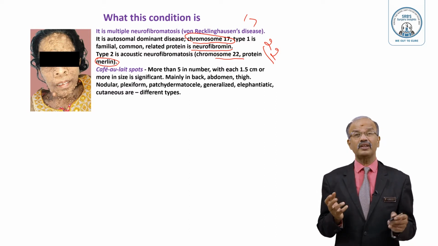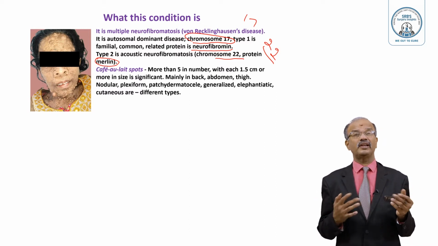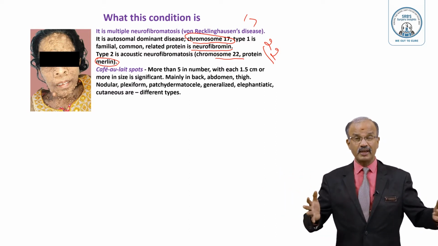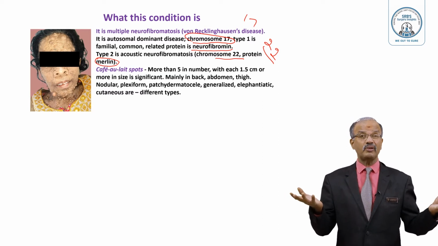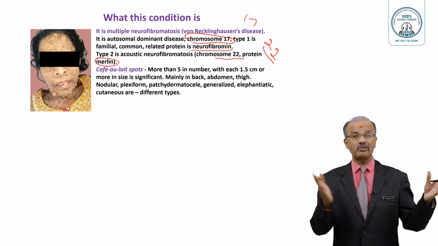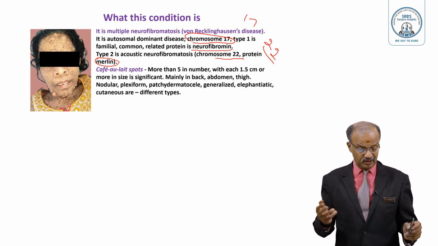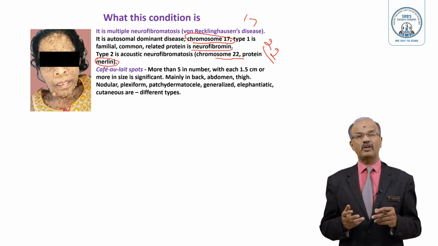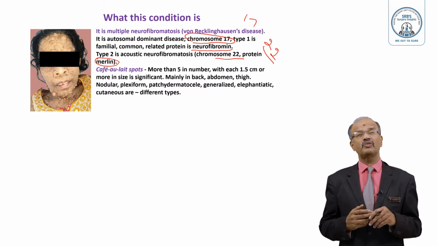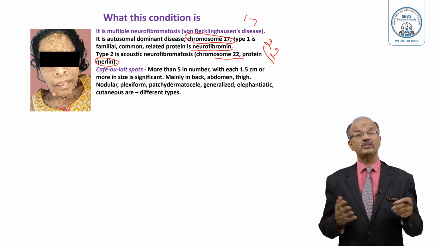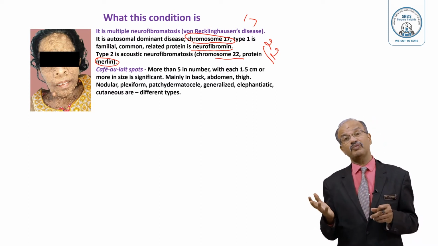Other types are nodular, plexiform, pachydermatous, elephantiatic. The limb is very big. It looks like elephantiasis or lymphedema, but actually it is neurofibromatosis. Cutaneous type, all these are different types of neurofibromatosis. Single nodular neurofibromatosis is also known to occur. Now mainly they will have pain, distressing, and it may enlarge enormously also. It may turn into neurofibrosarcoma.